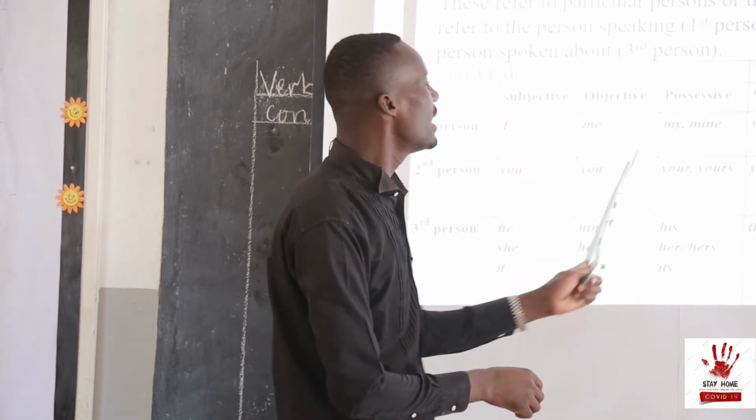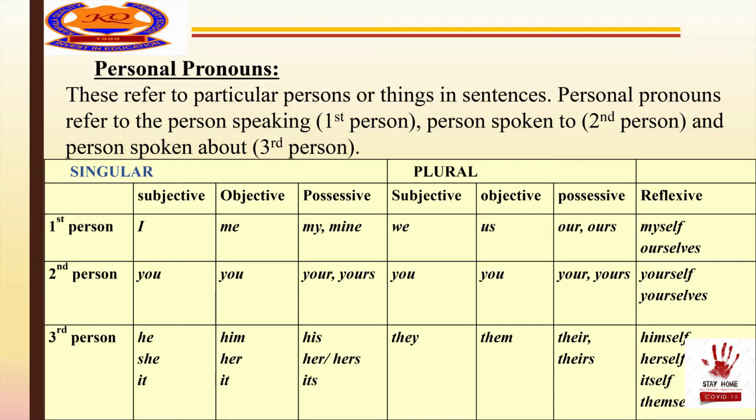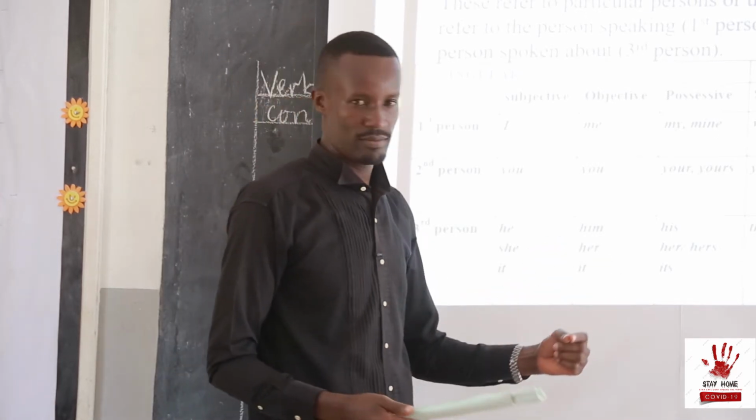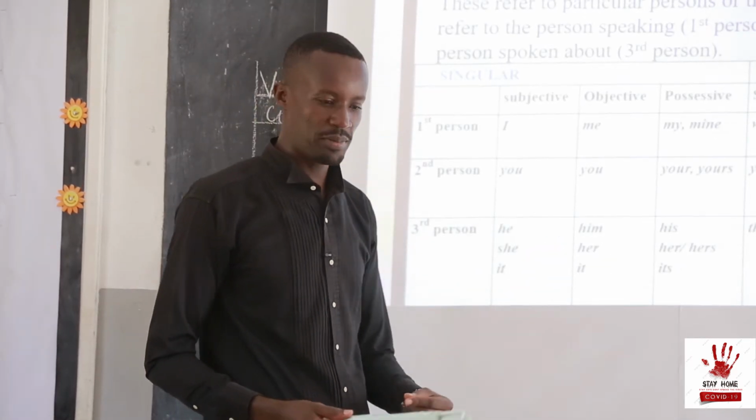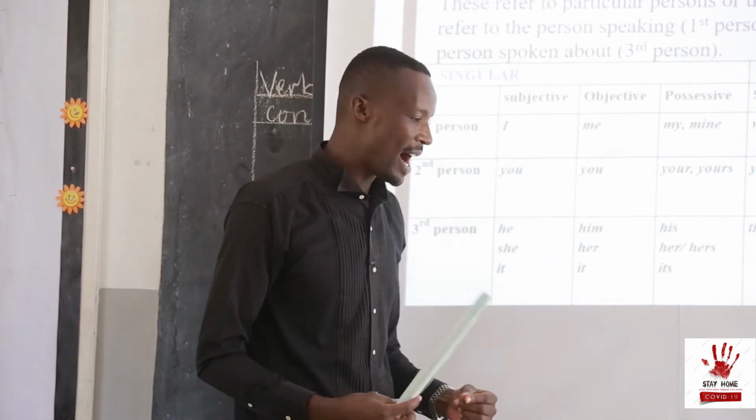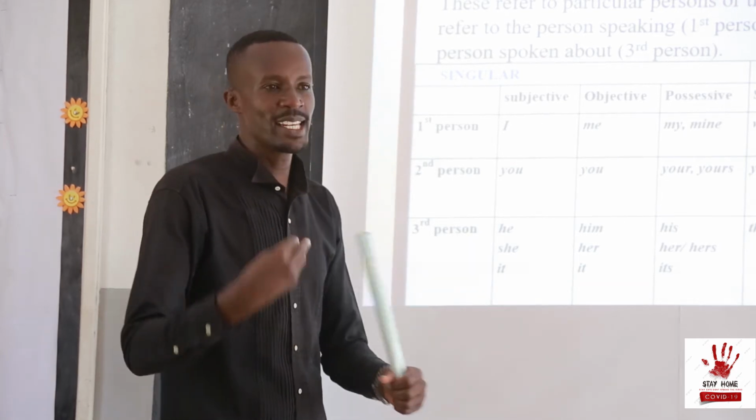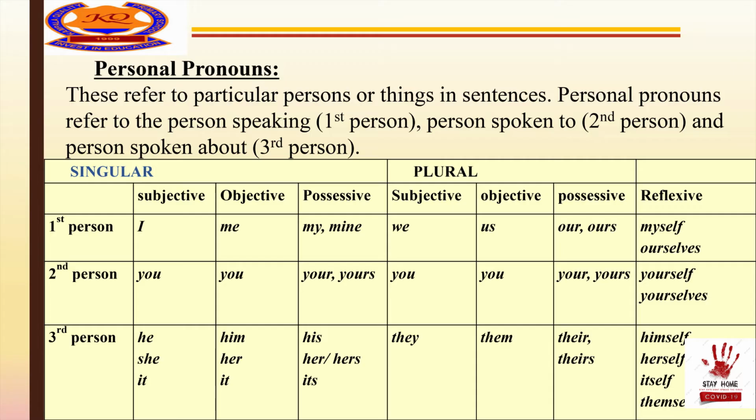And then we have the possessive form. The possessive form shows the belonging, ownership. Okay? If I have a pen, I say, this is my pen. In other words, this pen belongs to me. It is my pen. I own it. It is mine. Okay? So the possessive pronoun is that.